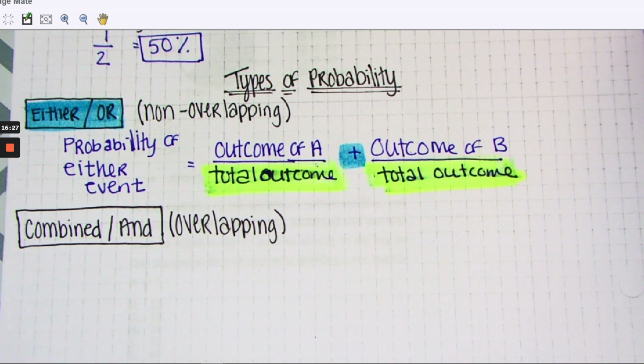Like I'd be happy with this or this. I have more chances of selecting one of those drinks because I'm okay with both of them. Combined probability, or overlapping: okay, I'm going to go over to my fridge and I'm going to pick a Sprite and a Mountain Dew.